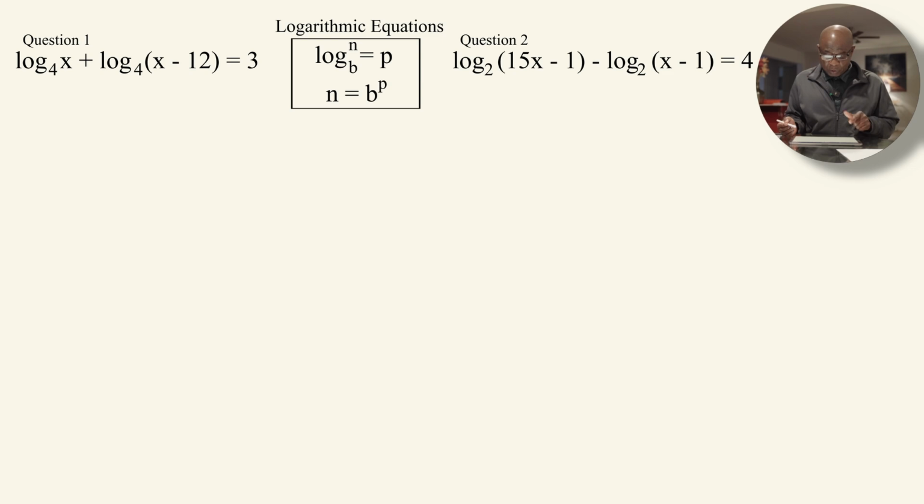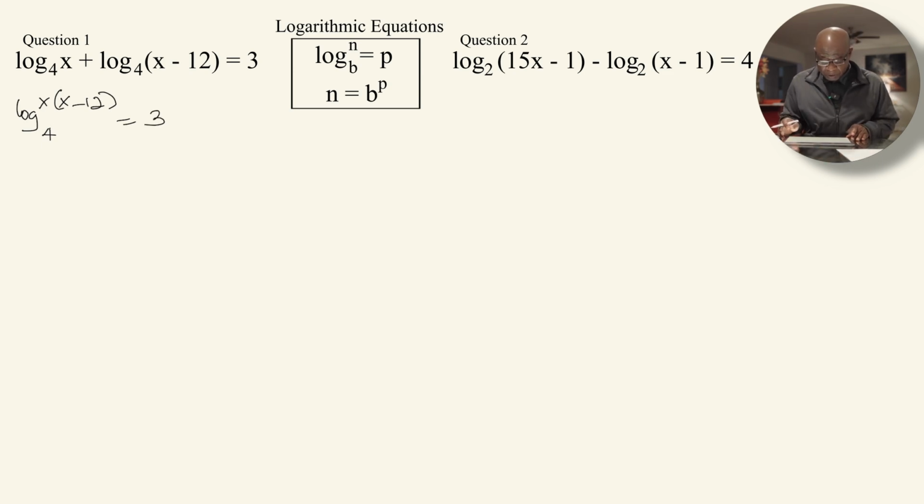So we're going to use this equation to solve question number 1 and question number 2. Question number 1 is the product rule, and the log of a product is the sum of the logs. So in other words, we're going to try to condense this into the product rule. Log, I'm rewriting it, x minus 12 to the base of 4 is equal to 3.